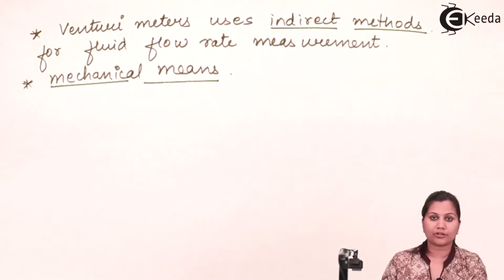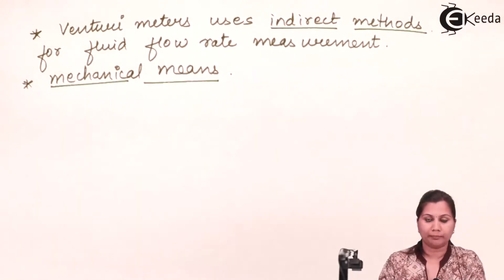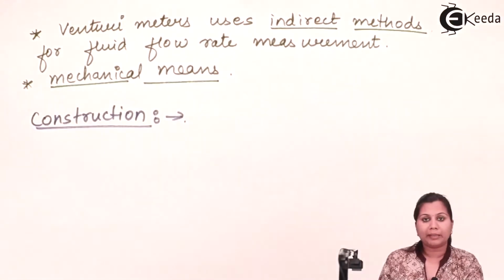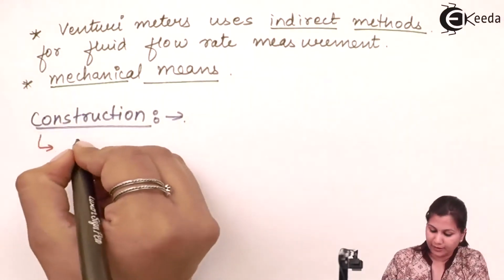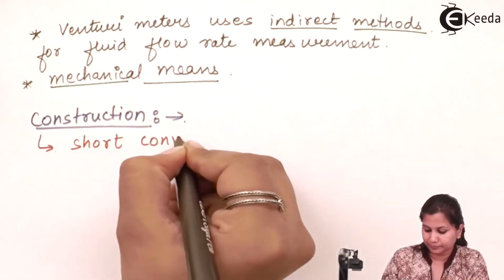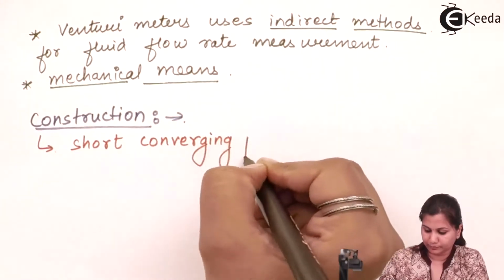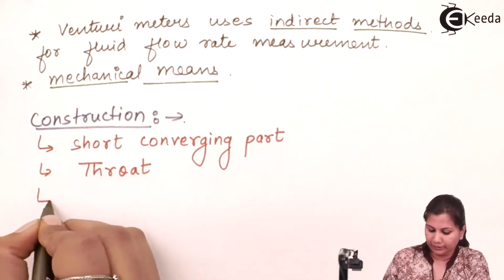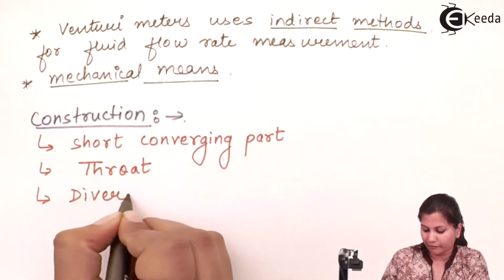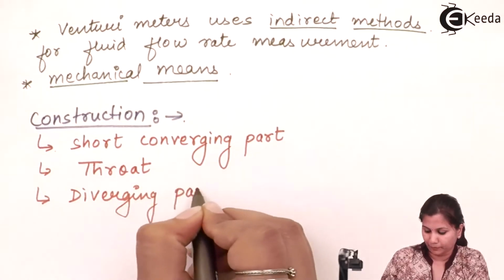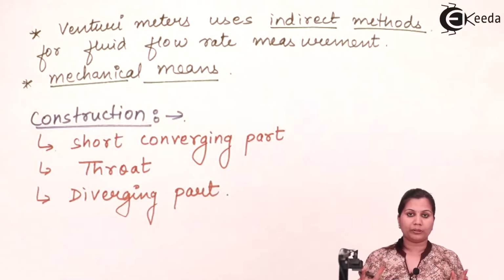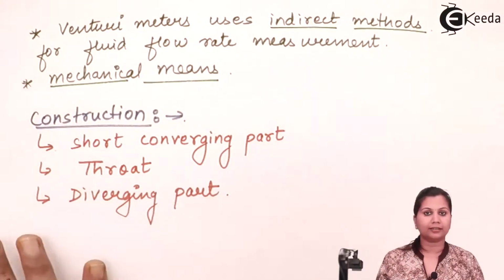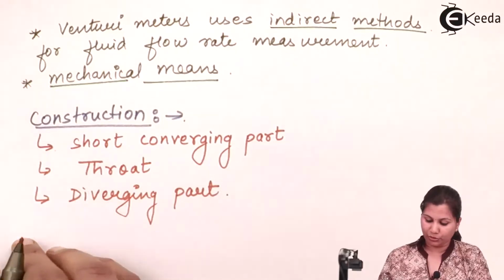Now let us see the construction or the main parts of the Venturi. There are three main parts of Venturi meter. First is a short converging part. The middle part is called the throat, and in the last we have the diverging part. So the Venturi tube or Venturi meter is divided into three parts. First is the short converging part, the middle one is called the throat, and last is the diverging part. Let's see the diagram of the Venturi meter.